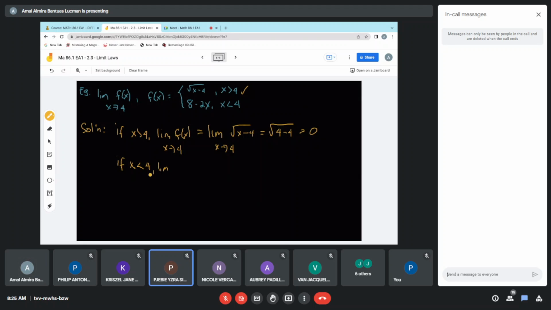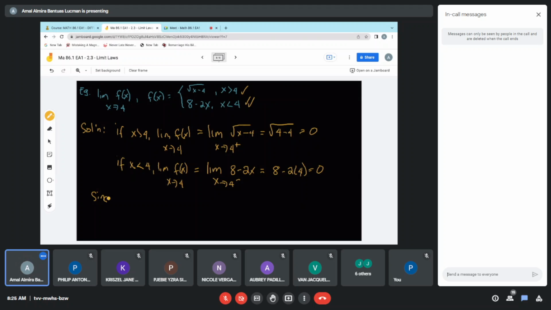Okay. So if x is less than 4, then we're going to use this one instead. The limit of f of x as x approaches 4 becomes the limit of 8 minus 2x as x approaches 4 from the left. This one is from the right there. Which is equal to, by direct substitution, 2 times 4 is equal to 0.